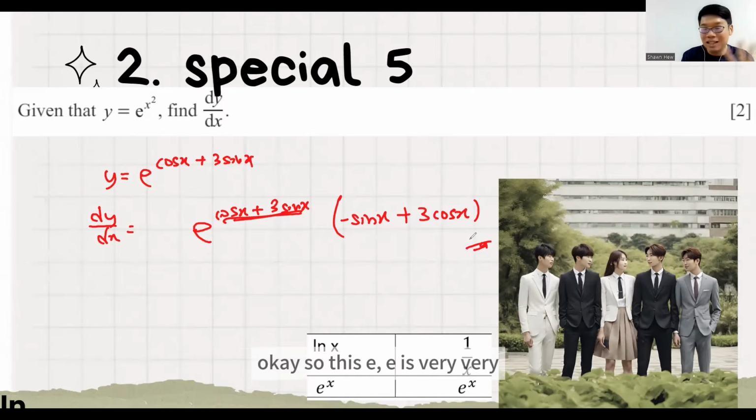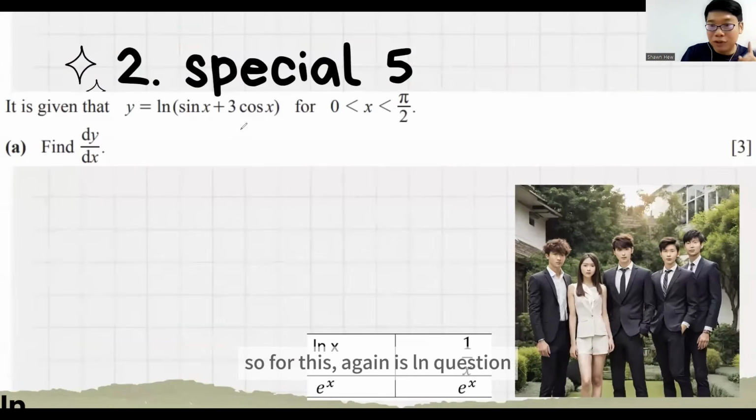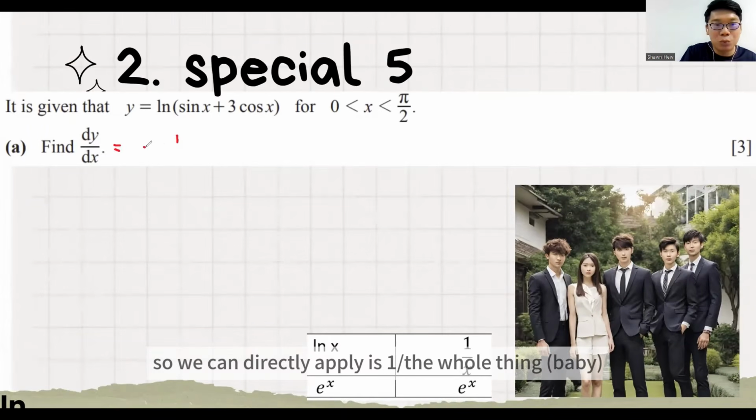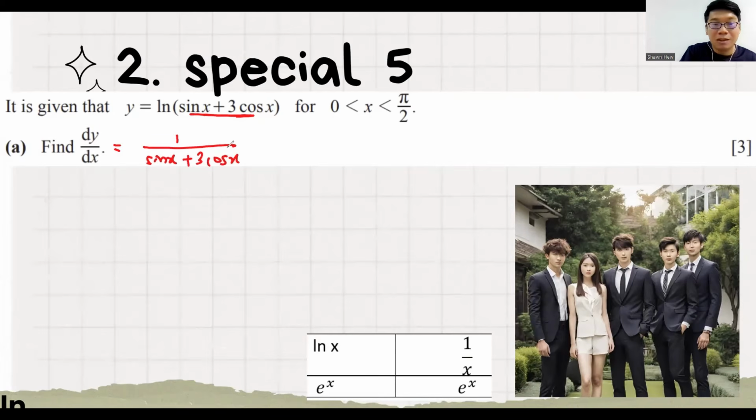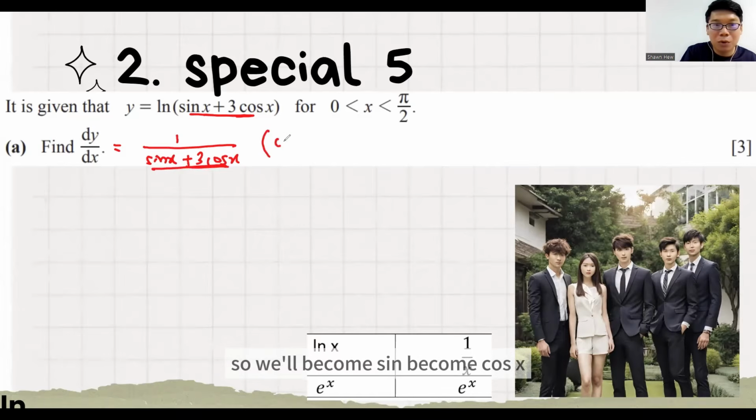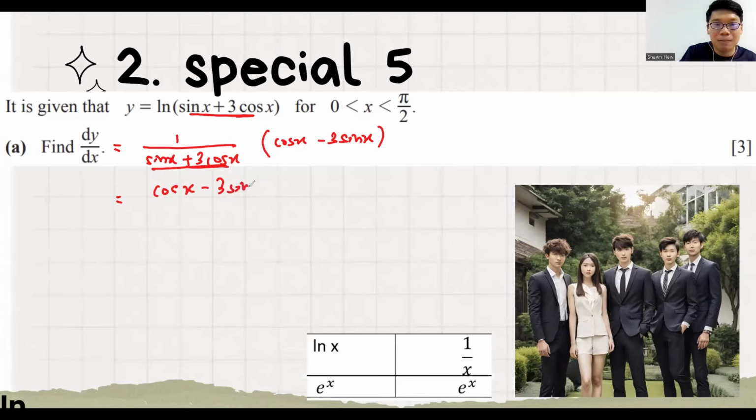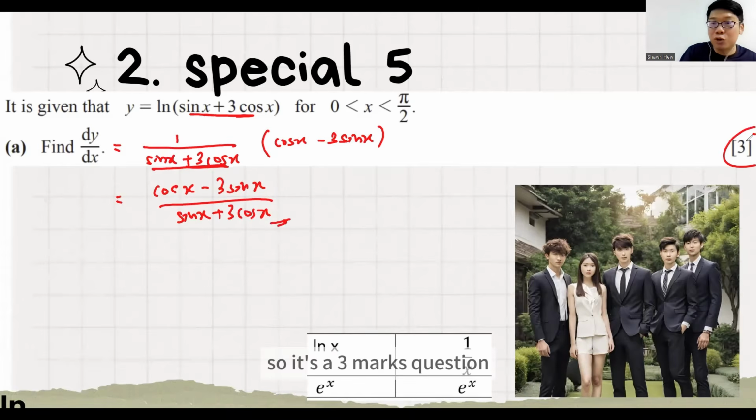Okay, so this e is very, very easy, right? So for this, again, it is a long question, so we can directly apply. It's 1 over the whole thing, the baby. Then we can differentiate the baby. So sine becomes cos x, plus 3 cos will become minus 3 sine x. So this is the final answer. So this is a 3-mark question.